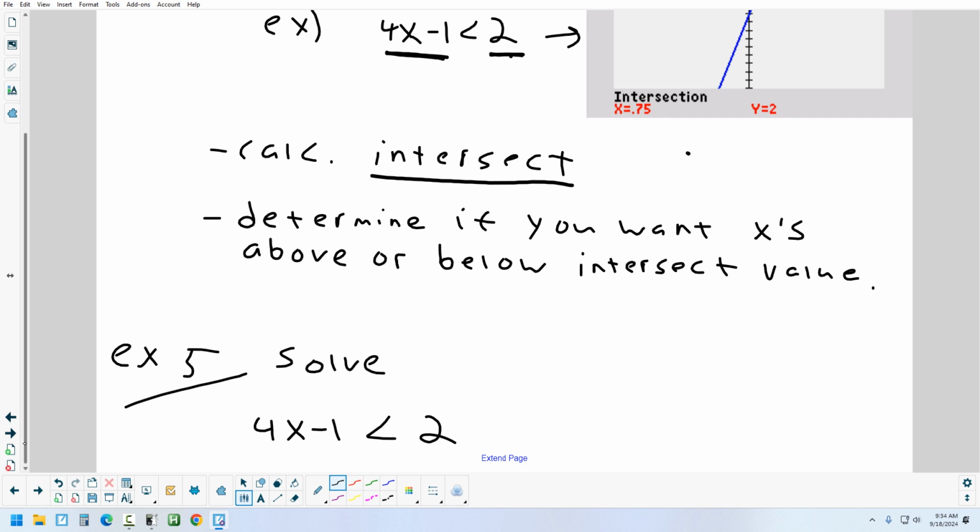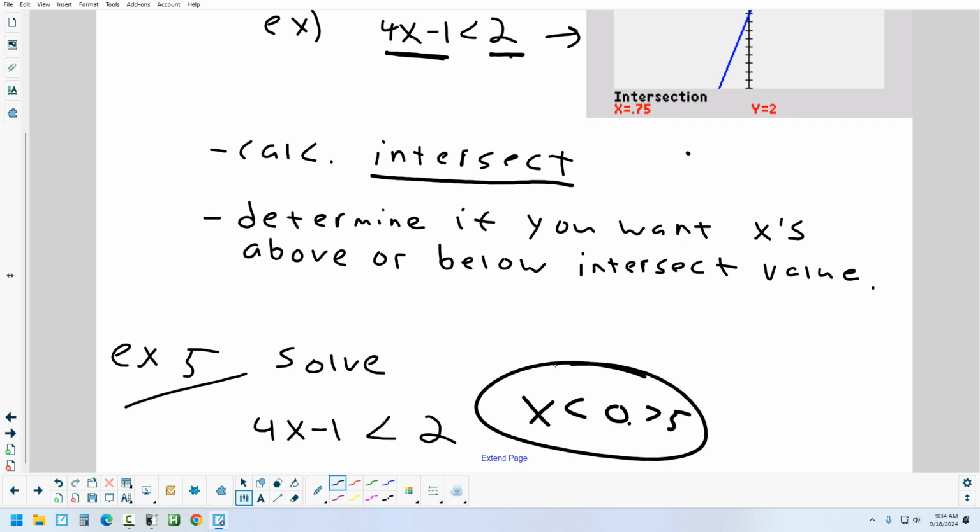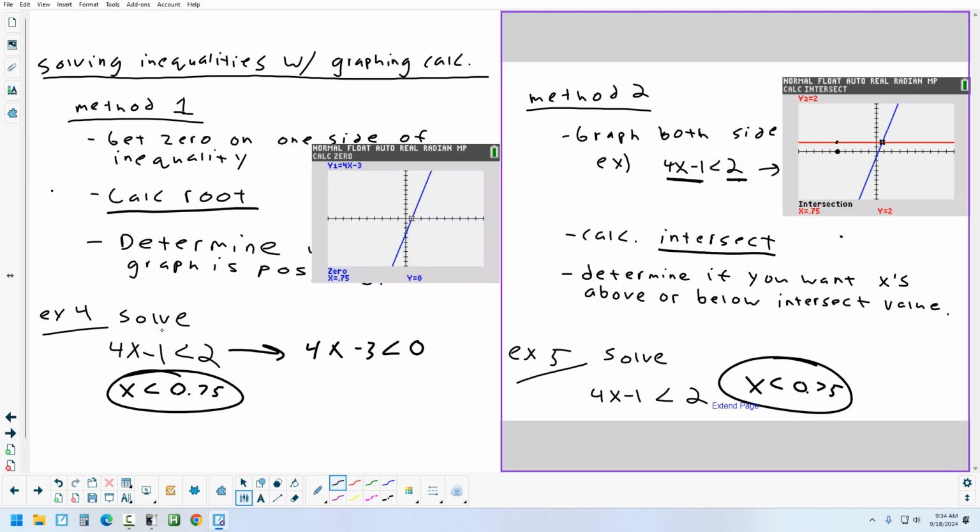It's the same thing we just did. So whichever way you solve it, whether you get everything on one side and deal with a root, or do a y1 and a y2 and look at an intersect, it's the same thing, just a different way to think about how to solve it. So any questions on either method 1 or method 2? Okay.